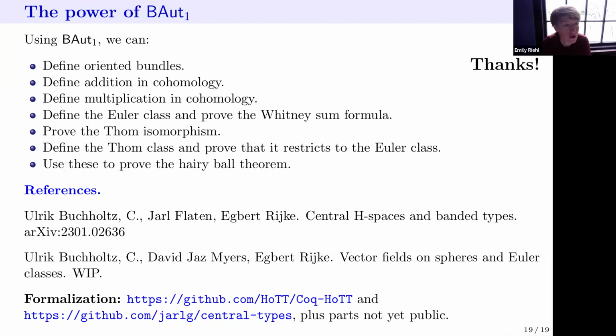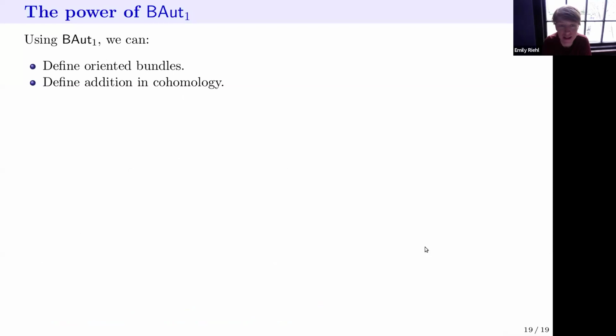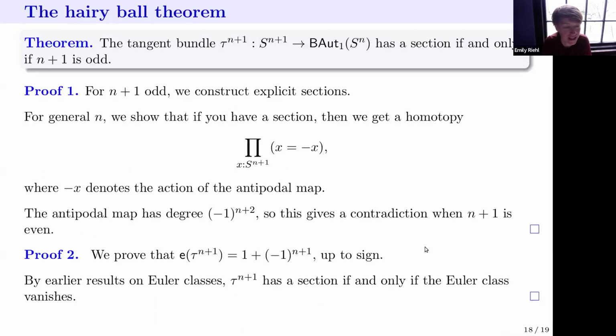I guess I'll ask something. So at the very end, in the proof of the Hairy Ball theorem, you described sections failing to exist in a sort of degree 2 way. I wasn't sure entirely what you meant by that.